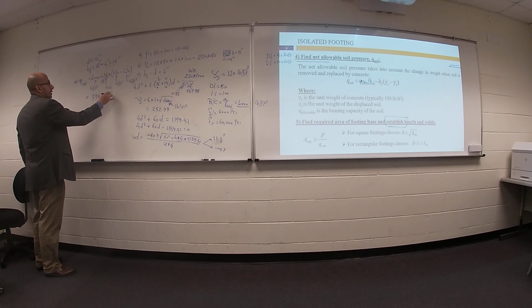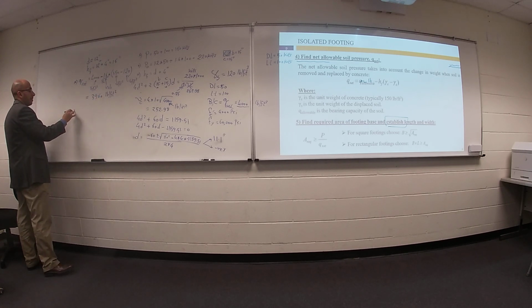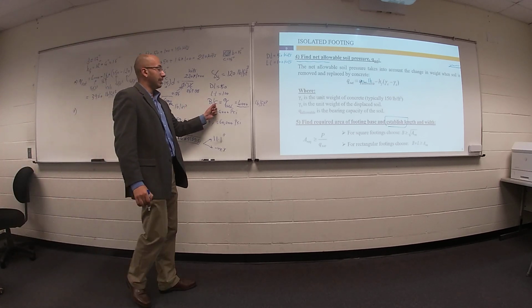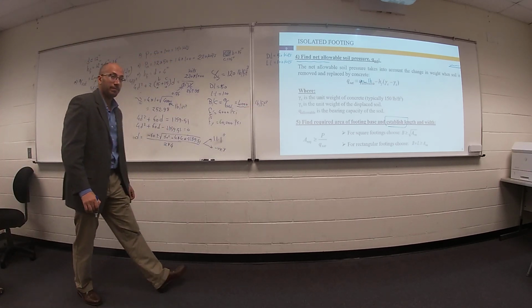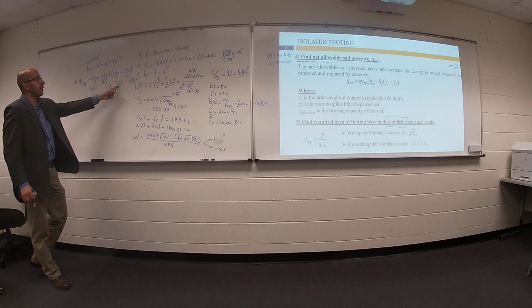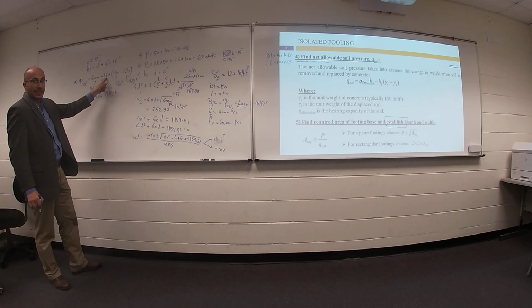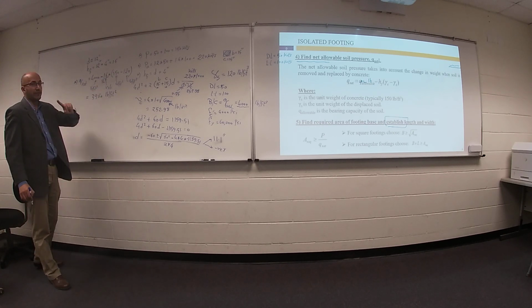pound per square foot. You said Q allowable, the bearing capacity, is pound per foot square? Yeah, pound per square feet. Okay, that's why. That one is cubic feet, and if you multiply cubic feet by feet, it will be square feet.